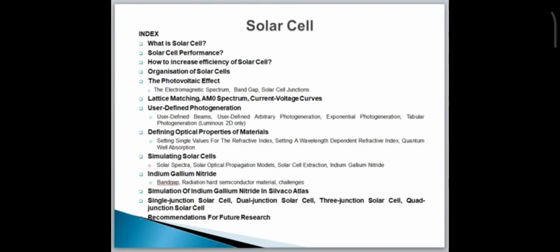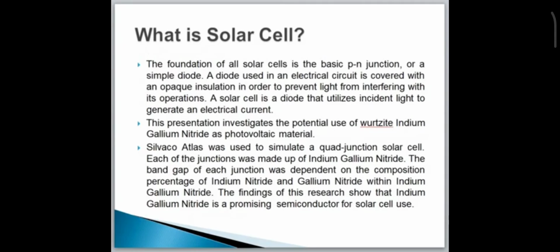Next, we will discuss how to increase the efficiency of the solar cell by increasing the number of junctions in the solar cell. First, I will discuss the single junction solar cell. Next, we will discuss the dual junction, 3 junction, and the quad junction solar cell. And last but not least, I will give some recommendations for the future research of solar cell. Let's start with the solar cell.